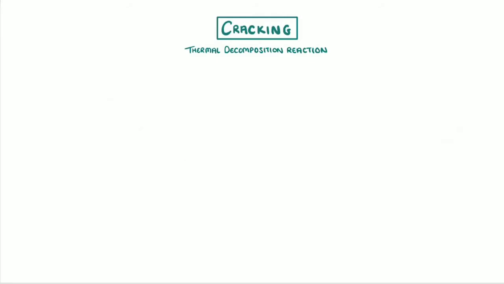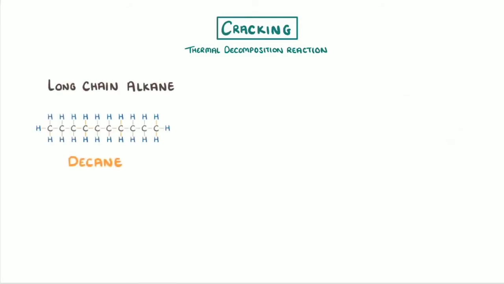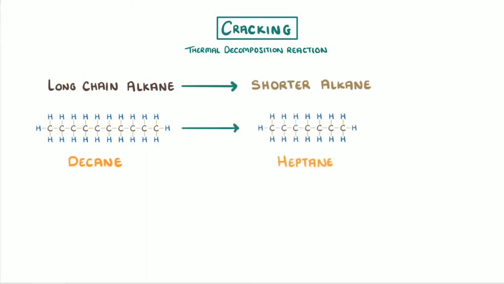Now, as well as knowing these different types of cracking, you also need to be able to write balanced chemical equations for the cracking of long-chain alkanes. The equation for this is that you take your long-chain alkane, for example decane, and it will go to form a shorter alkane molecule, like heptane, and an alkene, which in this case would be propene. The important thing to remember here is that the number of carbons and hydrogens on each side has to be the same, just like with any other balanced equation.